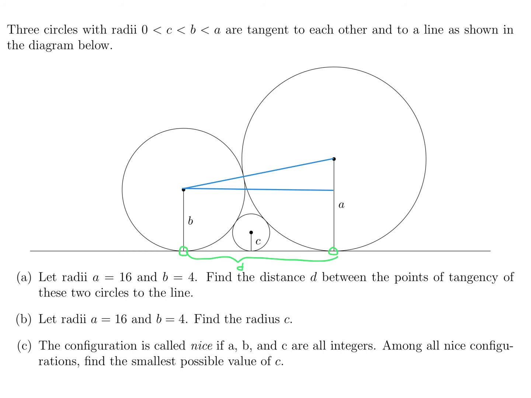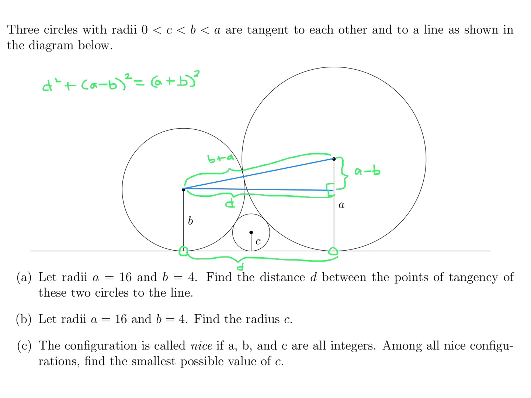And since this line is perpendicular, then that is d also. From here to here is d. And then this distance from here to here is a minus b. And this distance, the hypotenuse of that right triangle, is a plus b, or b plus a, because essentially it's just two radii. So now we just have a Pythagorean relationship that d squared plus a minus b squared is equal to a plus b squared.